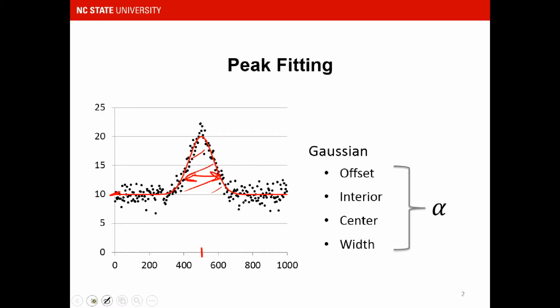Changing the values of alpha will produce different Gaussian curves. For example, if we changed these by decreasing the offset, increasing the interior, moving the center to the left, and decreasing the width, we'll see a curve that looks like this. This alpha has produced a curve that is not as representative of our data as the red curve, but perhaps could describe a different data set with a Gaussian peak.